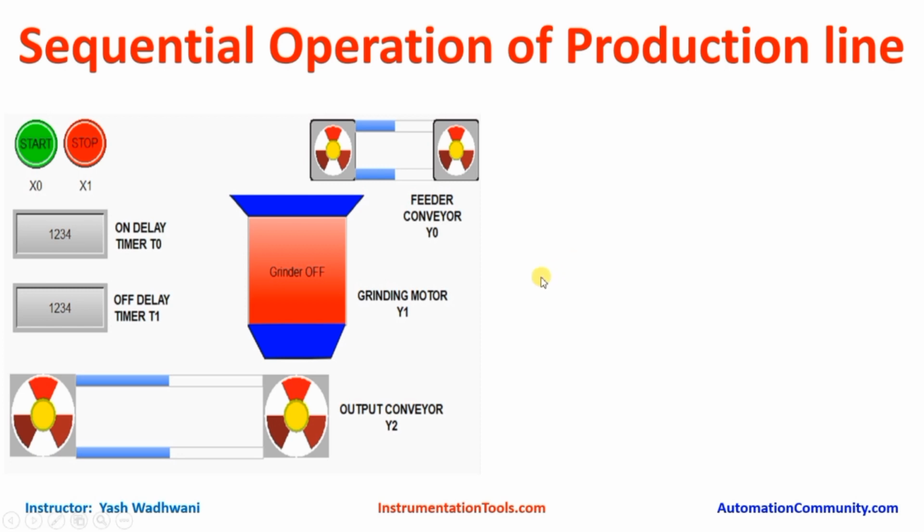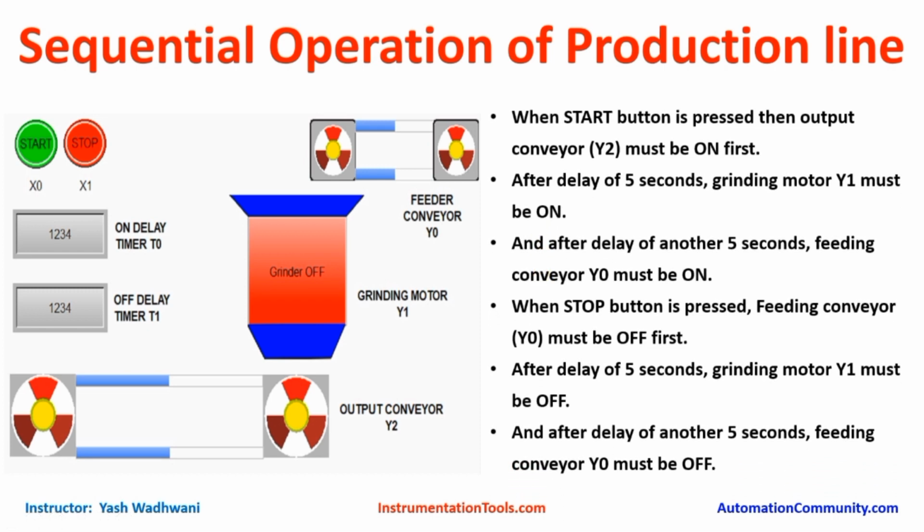So let us see exactly what our user definition is. When the user presses this start button, first of all my output conveyor Y2 should start. After a delay of 5 seconds, my grinder must start, and 5 seconds after the grinder starts, my feeding conveyor will start.